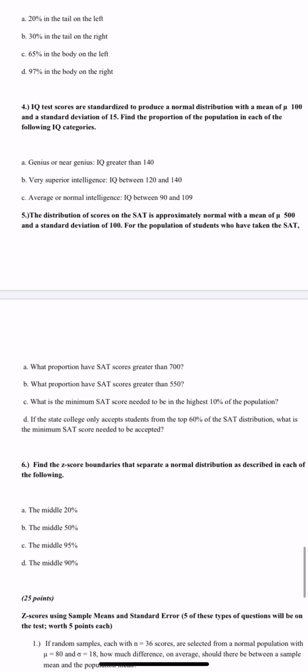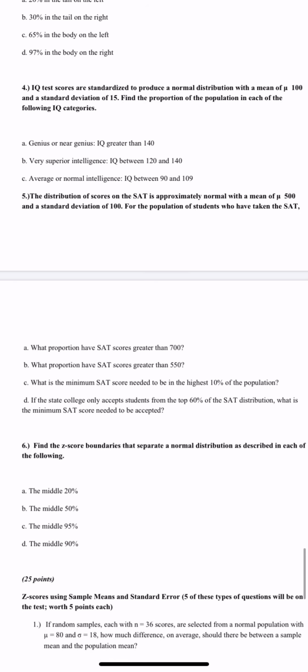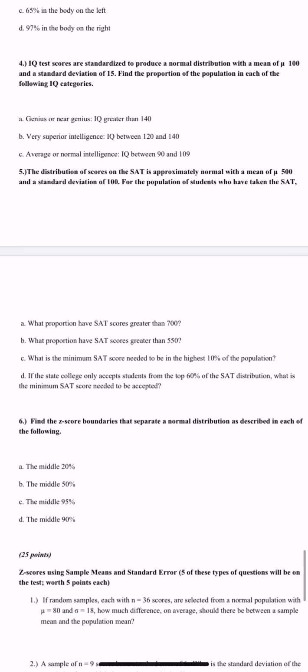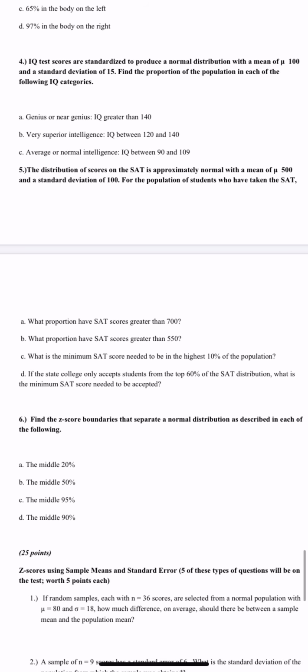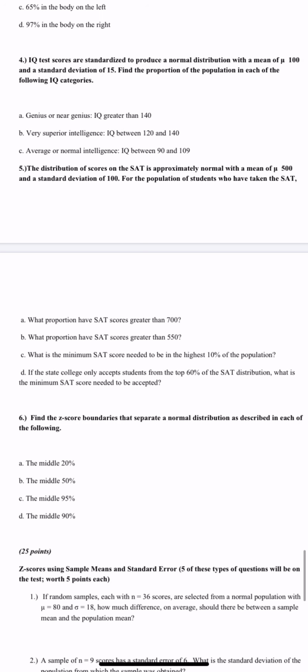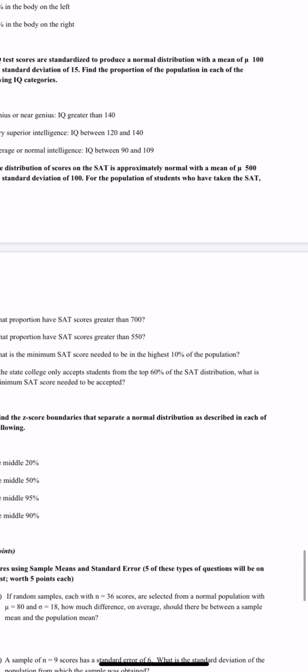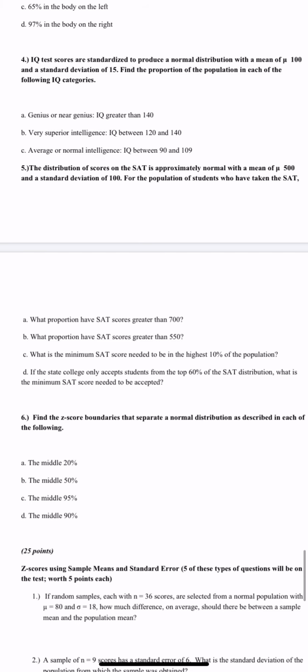All right, SAT scores. The distribution of scores on the SAT is approximately normal with a mean of 500 and a standard deviation of 100. For the population of students who have taken the SAT, what proportion have scores greater than 700? 700 is above the mean. We're asking greater than, so we know that we're going to be looking in the tail. 700 minus 500 divided by 100 equals 2. So you go to z-score of 2. Look in the tail, it's 0.0228.